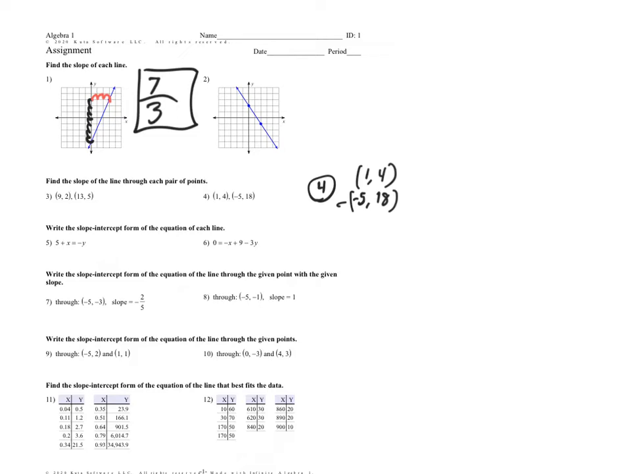When I do that, I get 1 minus negative 5, which gets me 6 as my x value, and 4 minus 18, which gives me negative 14 as my y value. Now I'm going to stack it again. I'm going to put y over x, so negative 14 over 6. I could divide both of those by 2 easily, and that gets me negative 7 over 3, and negative 7/3 does not simplify, so that is my answer. That's one easy way to do it.